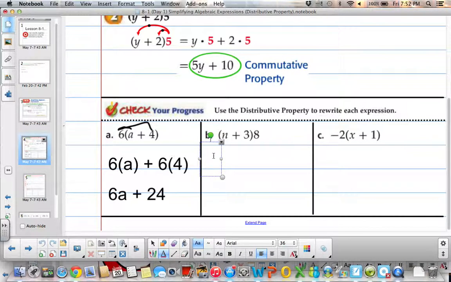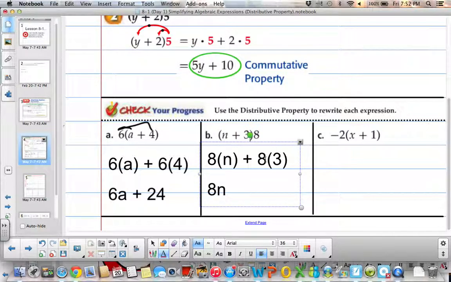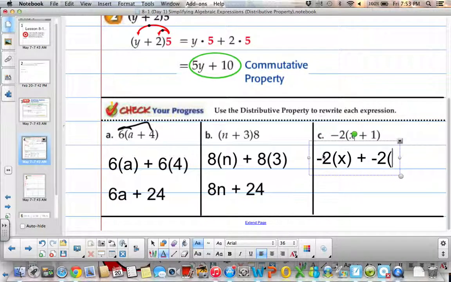Okay, so then for this one, we would have 8 times n plus 24, because we have the 8 to go with the n and 8 to go with the 3, and then that would be our answer. So I'm getting ahead of myself to make sure that we understand. We have 8 times n plus 8 times 3, and then we get 8n plus 24. Okay, and then for this one, we would have negative 2 times x plus negative 2 times 1.